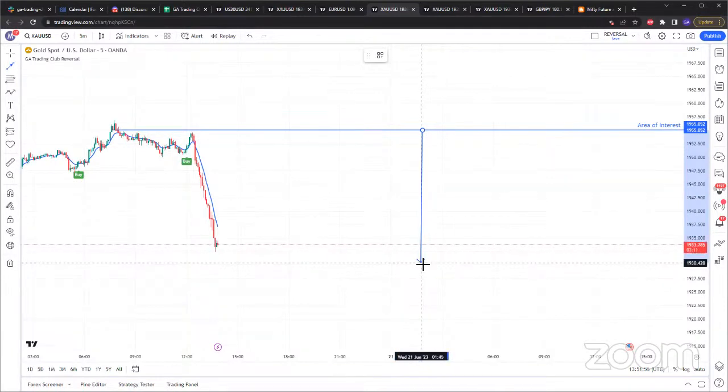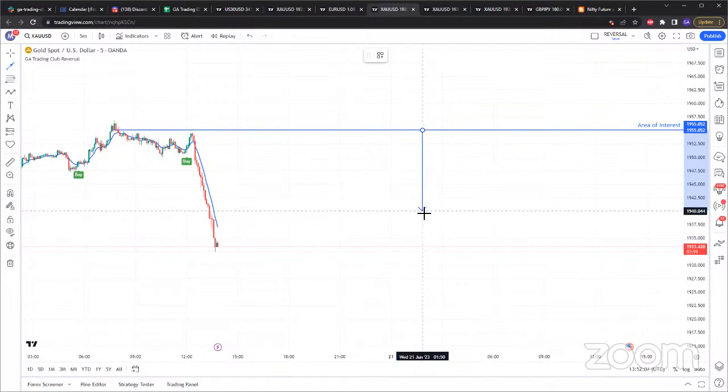So what's 150 pips less 1955? That's a $15 move. That's 19 what? I'd be terrible at math. 1940. So that's 1940 right there. So gold has reached the threshold.